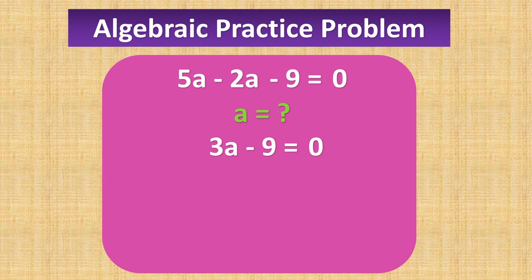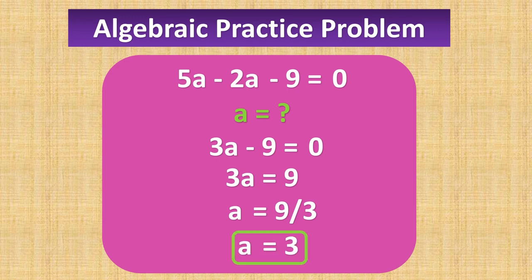So we rewrite the equation as 3a minus 9 equals 0. And then we take 9 to the right hand side of equal to sign, and we rewrite the equation as 3a equals 9. And then we divide 9 by 3 and we get a equals 3. So the value of a in this equation is 3. So there you go. This is how you solve simple algebraic problems.